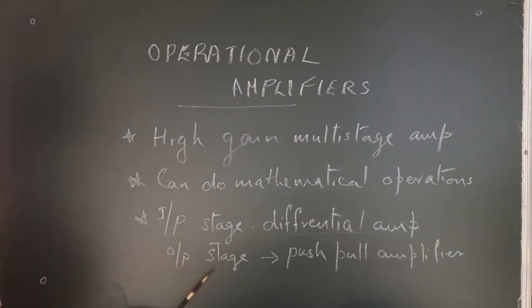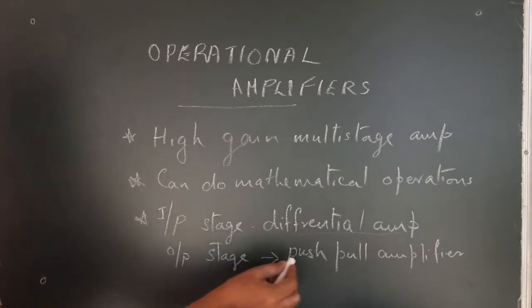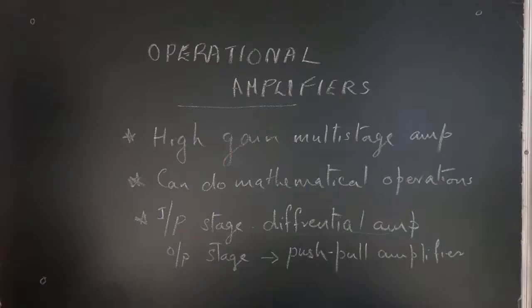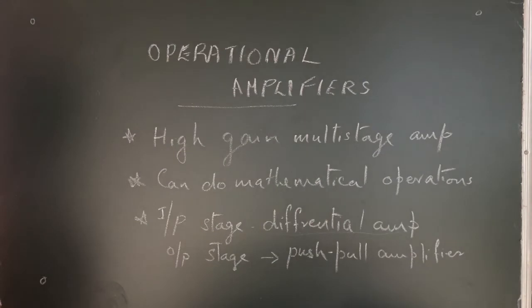Then the last stage, it is a push-pull amplifier. You know what is a push-pull amplifier? It is a class C amplifier. Two complementary transistors will be used in a push-pull manner, that is a push-pull class C amplifier.